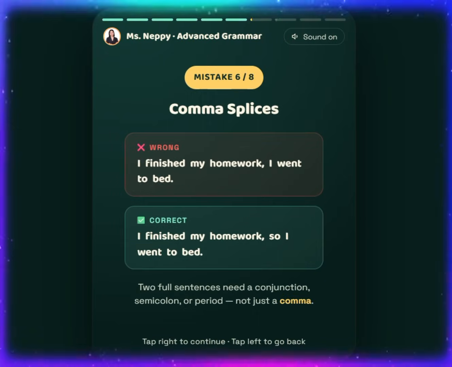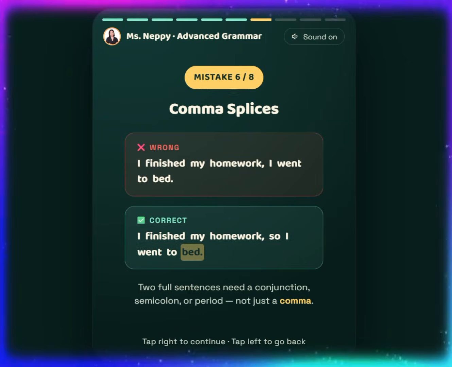Mistake number 6, comma splices. The wrong way, I finished my homework, I went to bed. That's two full sentences joined by just a comma, which isn't enough. The right way, I finished my homework, so I went to bed. Remember, connect two full sentences with a conjunction, a semicolon, or split them into two sentences.